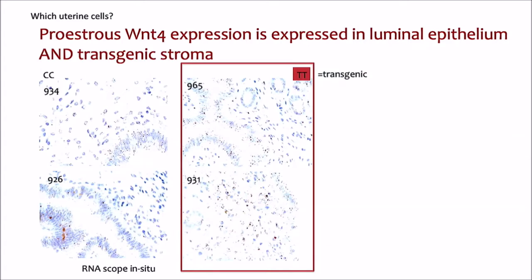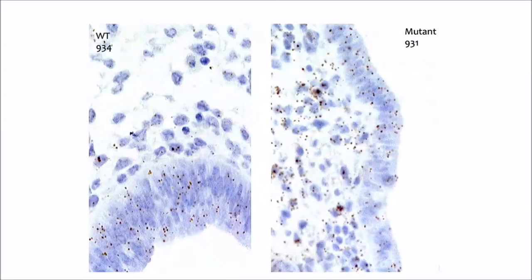And what you see, or maybe don't see so well, is this would be epithelium, luminal epithelium of the uterus, and here the glands. In both, we have the expression in luminal epithelium, but in the transgenic lines, we also have strongest expression in stroma. So endometrial stromal cells are probably the ones producing the higher levels of Wnt4. This is a little bit closer so that you can see the difference a little bit better.